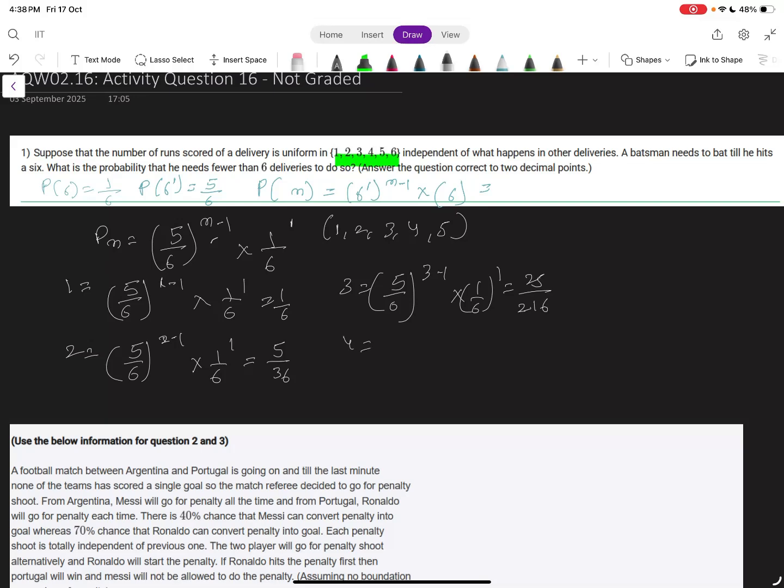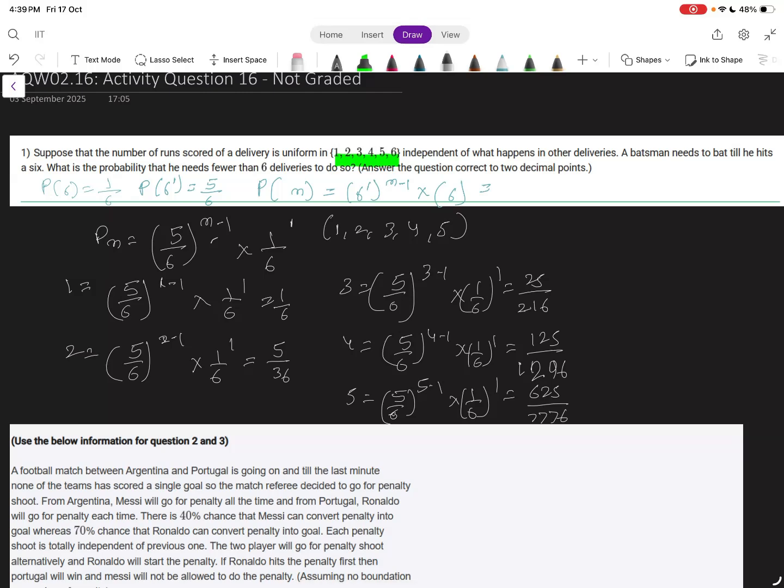Then you have the fourth delivery. It is going to be 5 over 6 to the power 4 minus 1, times 1 over 6. It is 125 over 1296. Last we have the fifth, and here we have 5 over 6 to the power 5 minus 1, times 1 over 6. This is the last delivery. Now you have 625 over 7776.